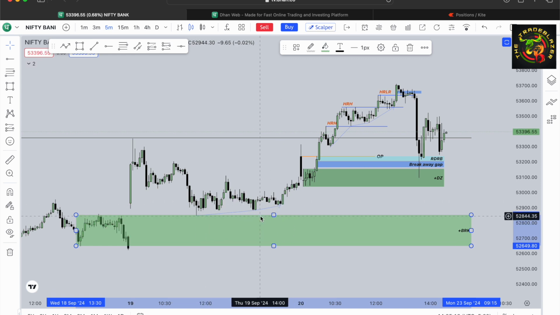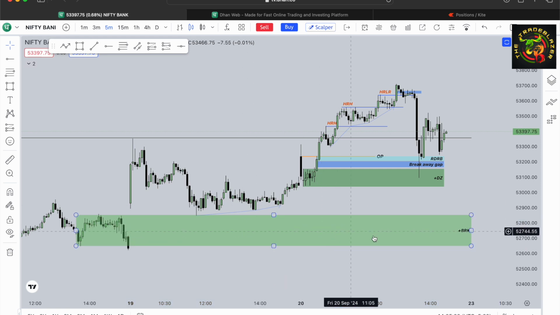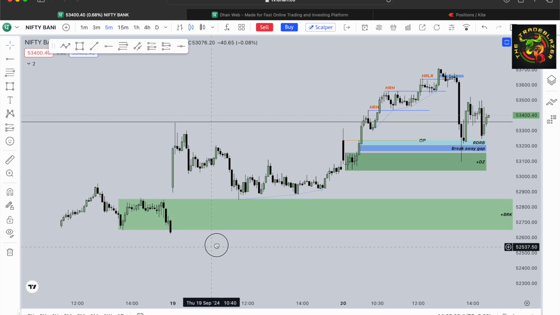So I have explained many times about these terms. Failure swings are nothing but a swing that is failed to take out the previous swing, right? That we call as failure swings. And what is a breaker block? This is a bullish breaker block. What is a bullish breaker block?